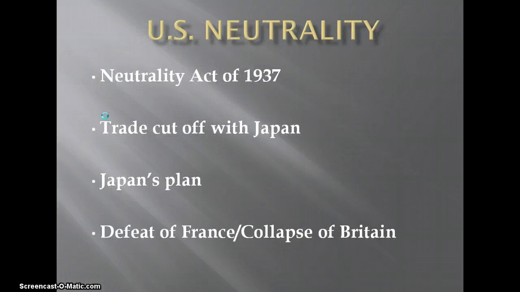U.S. neutrality. The Neutrality Act of 1937 kept the United States out of World War II, and also stated that the U.S. cannot trade with any belligerent states. Japan invaded Manchuria, causing Roosevelt to shut off trade with Japan. The Japanese were aggravated with the U.S. and viewed them as Japan's largest threat in the Pacific. In Europe, the increasing defeat of France and bad conditions of Britain led the United States to accelerate defense preparations.